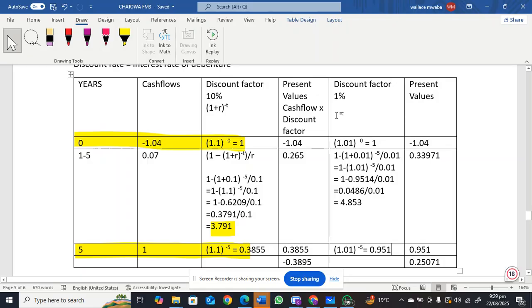Then you get the present values again. Negative 1.04 times 1, negative 1.04. 0.07 times 4.853, 0.33971. 1 times 0.951, 0.951. You add your present values, negative 1.04 plus 0.33971 plus 0.951, you get 0.25071. Any questions before I put into the formula now?